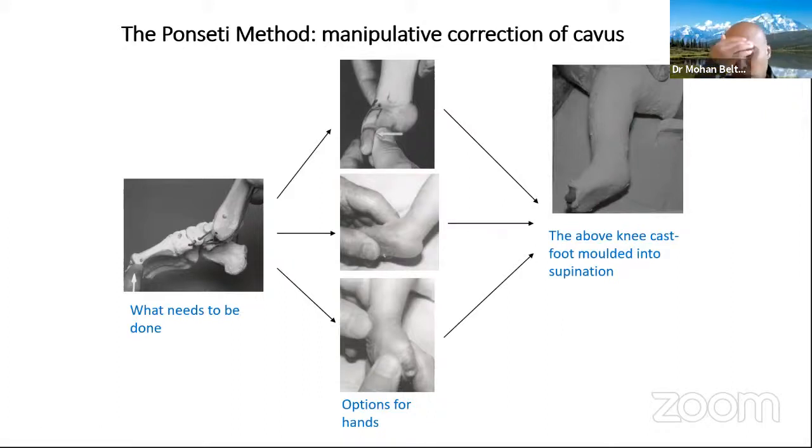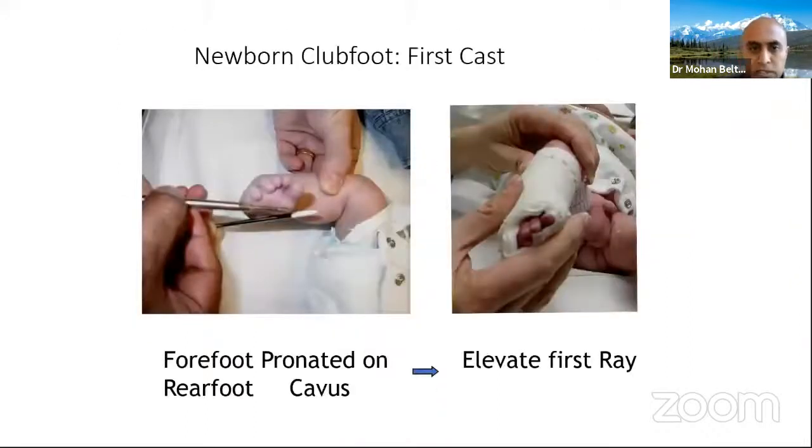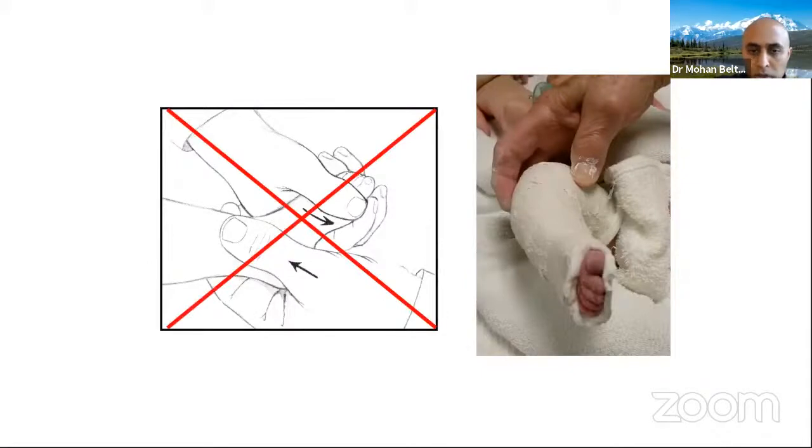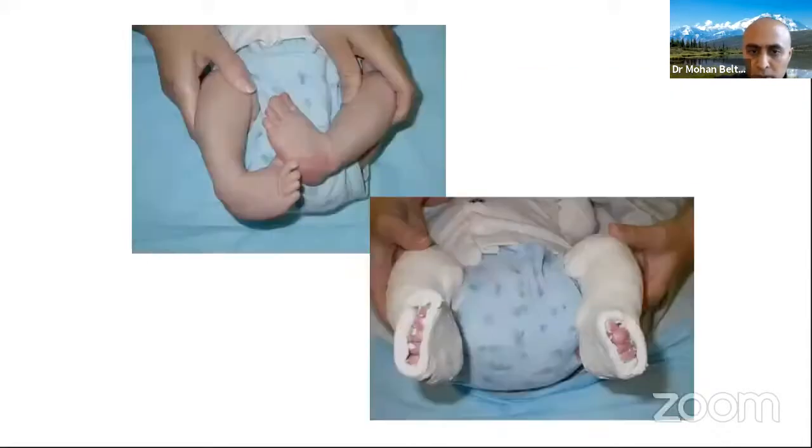This was another mistake of Kite, where he tried to pronate the forefoot in relation to the hind foot, and it locks the midfoot and does not allow further correction. So that's important to note. The forefoot normally is pronated, so you then supinate it as shown here to elevate the first ray. And do not pronate it as shown here. And that's how the first cast would look.